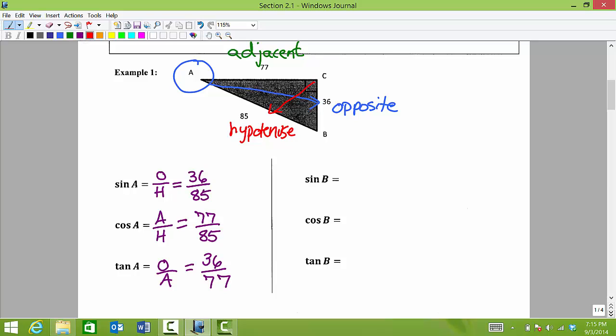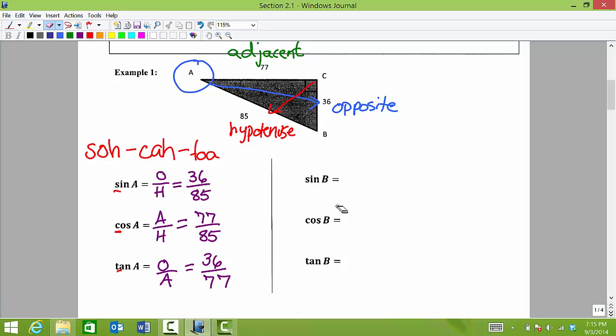Here's where the word SOHCAHTOA comes in. If you use S to mean sine, so this would be our SOH, opposite over hypotenuse, that's our SOH. CAH, so that's cosine, and then adjacent over hypotenuse. And then TOA, that's the T for tangent, and then the O and the A for opposite over adjacent.